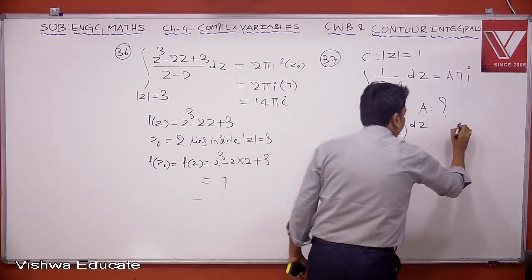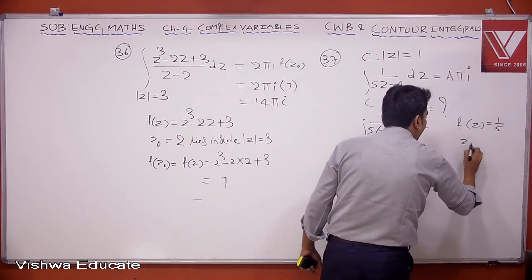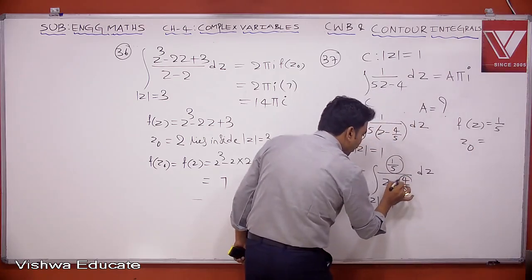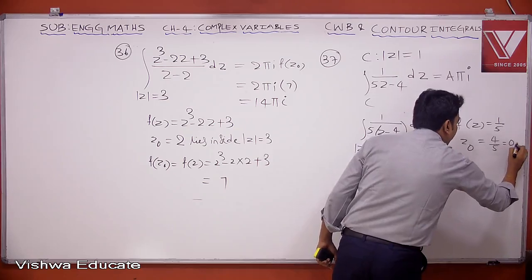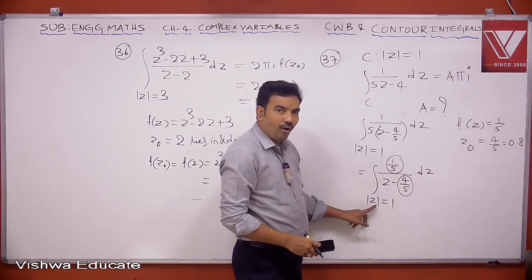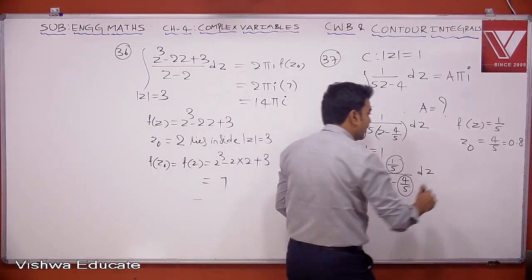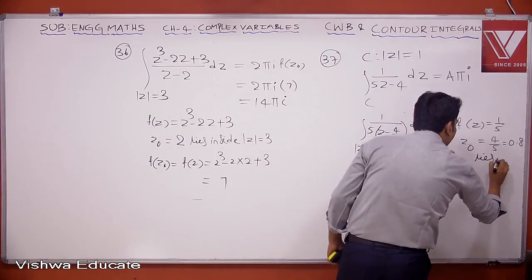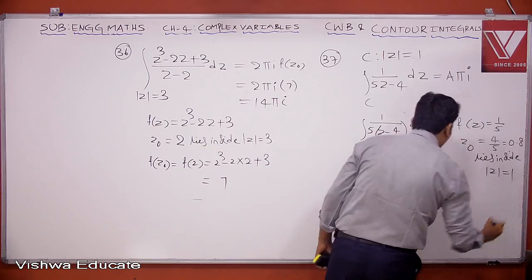So what is f of z? F of z equals the constant function 1 by 5. What is z naught? Here z naught is 4 by 5. So this is basically 0.8. Now you can see modulus of 0.8 is 0.8, less than 1. So this point lies inside the circle, inside the contour, that is mod z equal to 1.